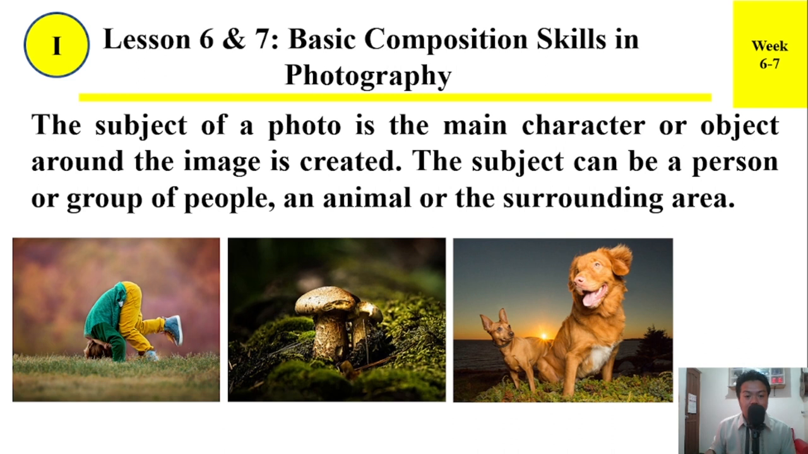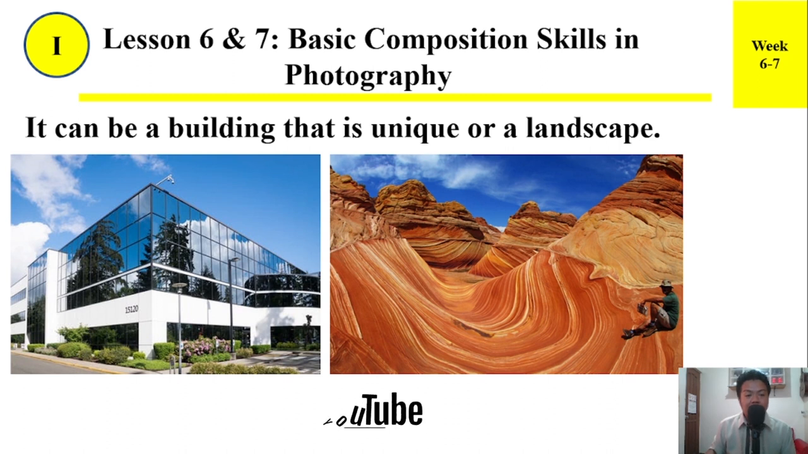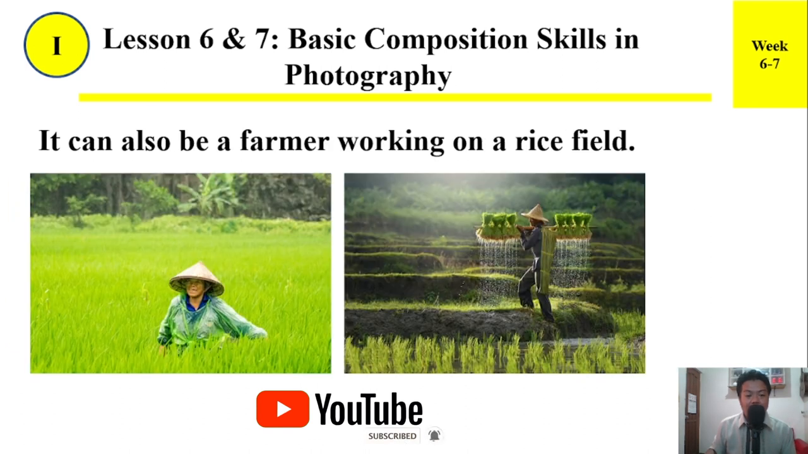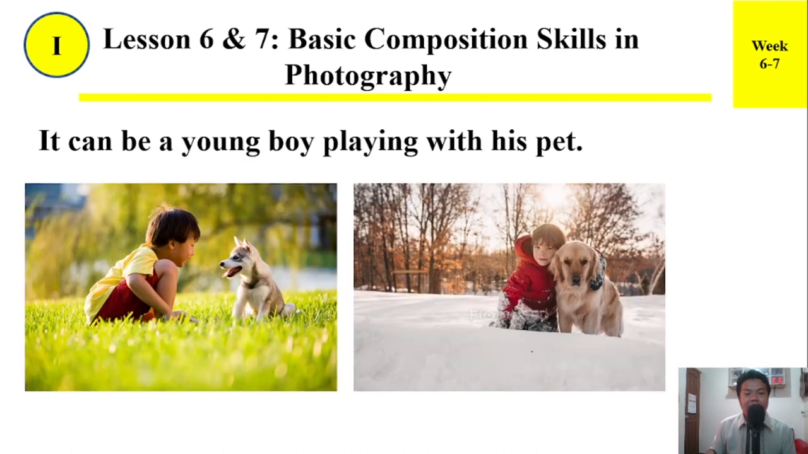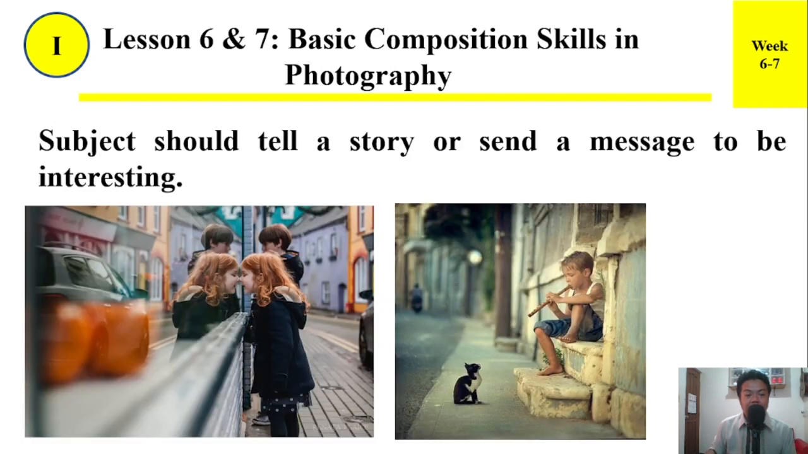The subject of a photo is the main character or object around which the image is created. The subject can be a person or group of people, an animal, or the surrounding area. It can be a unique building or a landscape. It can also be a farmer working in a rice field. It can be a young boy playing with his pet. A subject should tell a story or send a message to be interesting.